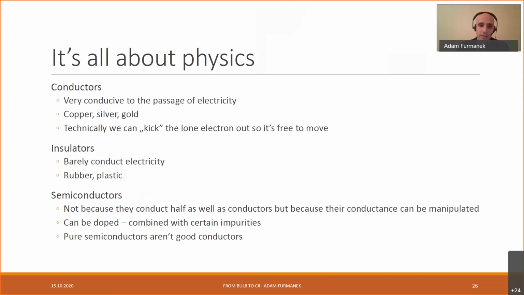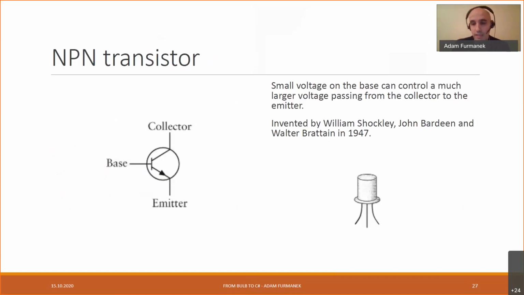And semiconductors are not called semi because they work half as well as regular conductors. They are called semiconductors because we can modify their characteristics. We can dope them, combine them with other particles, other impurities, so we can control how they behave. And then there was probably the biggest invention of the 20th century, by Shockley, Bardeen, and Brattain in 1947, which was the invention of the NPN transistor.